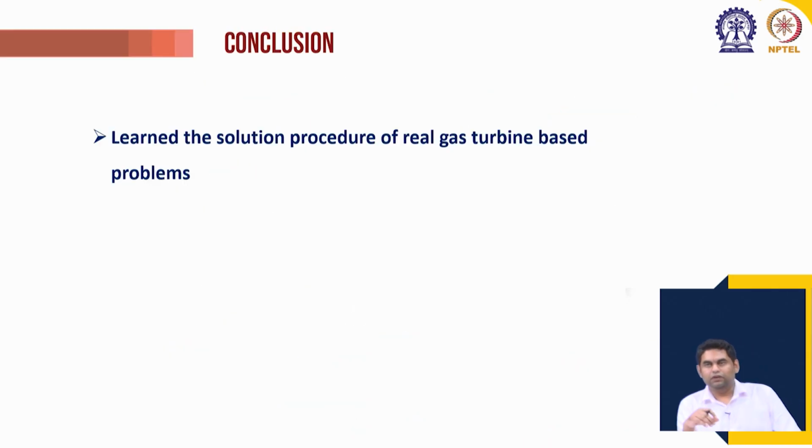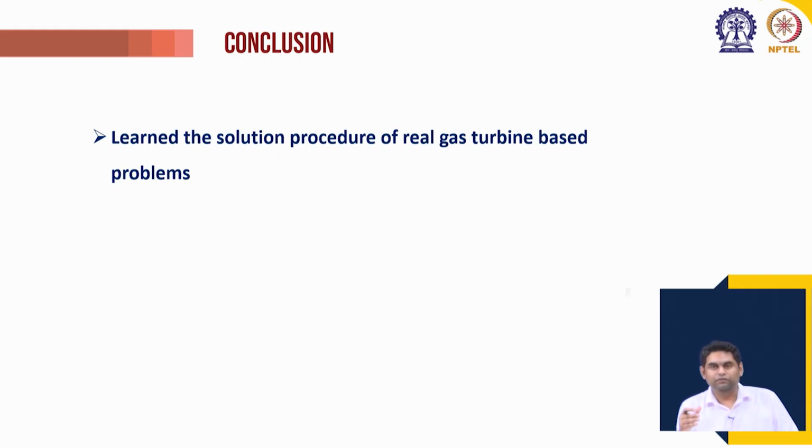So, with this we conclude today's class. So, main purpose was to show you, there were two purposes of solving this problem. One is of course to learn how to solve design problems like this, or design point calculations, how to do design point calculations, where all these realistic phenomena are present.